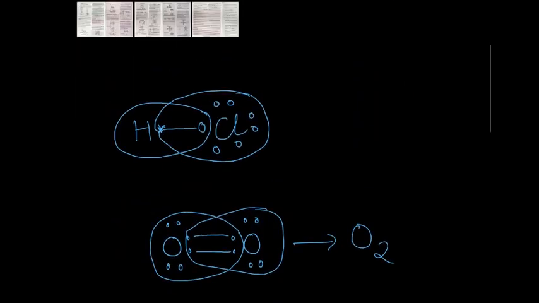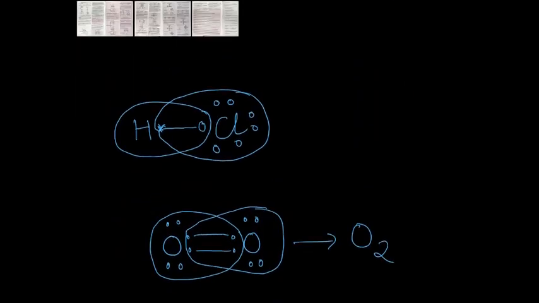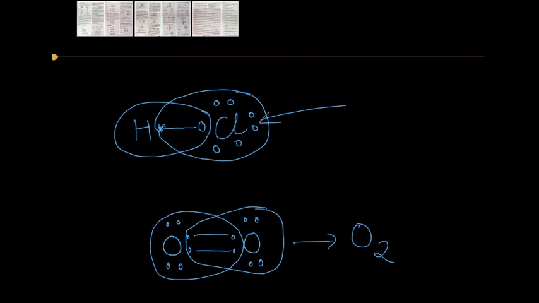Let's take a look here again. So here you can see chlorine has 7 electrons and hydrogen has only 1 electron in its outermost orbit. So that means when we take a look at hydrogen, hydrogen has 1 electron and 1 proton. And chlorine has the electronic configuration 2, 8, 7.